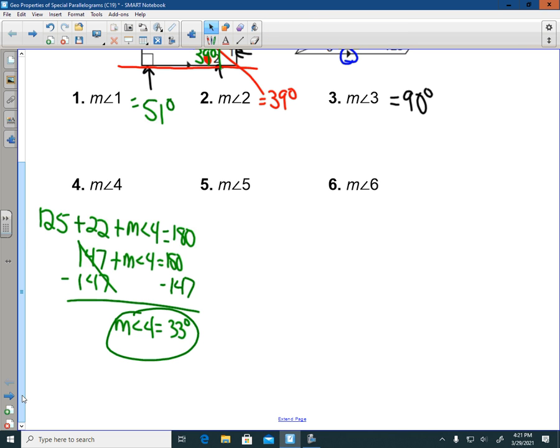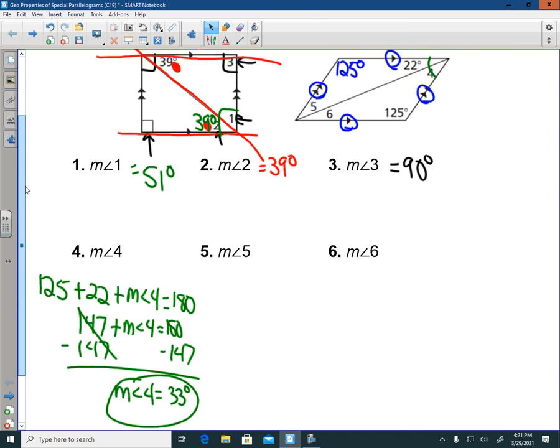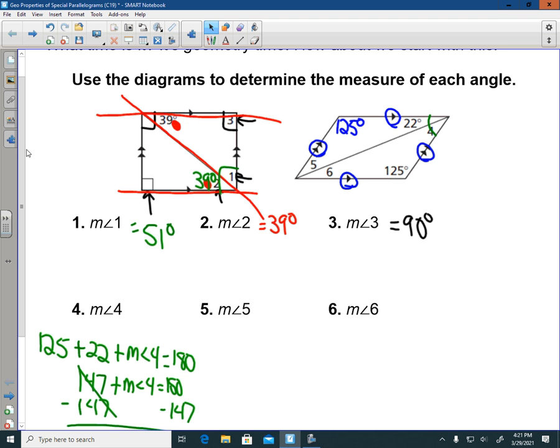All right, great stuff. So let's find the measure of angle 5. Well, notice how we have parallel lines, and this diagonal works as a transversal, right? Which means that angle 5 and angle 4 are alternate interior angles. And so they are congruent, which means the measure of angle 5 is also 33 degrees.